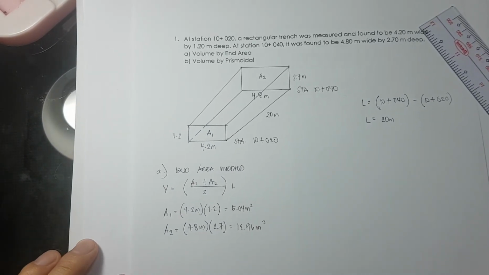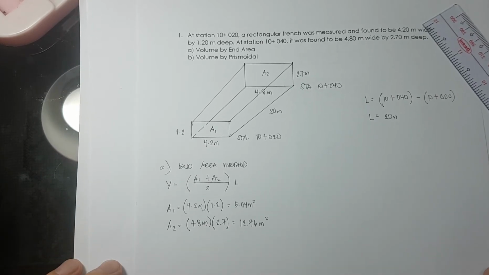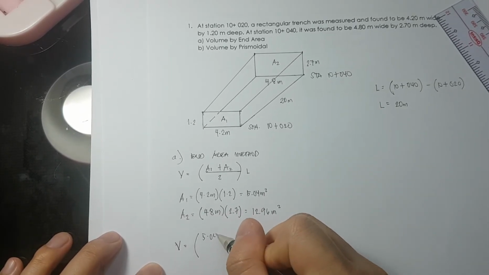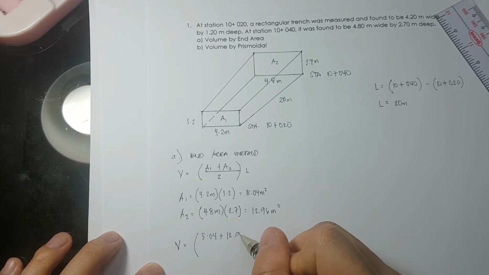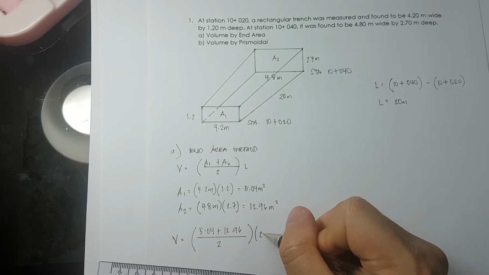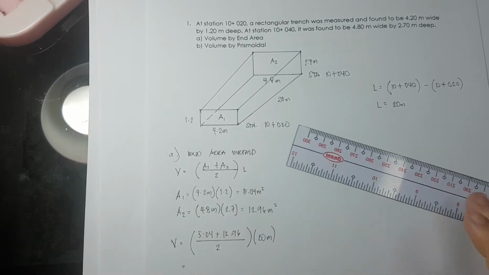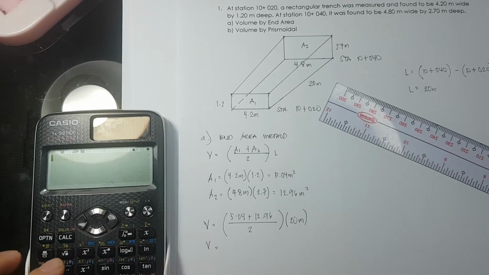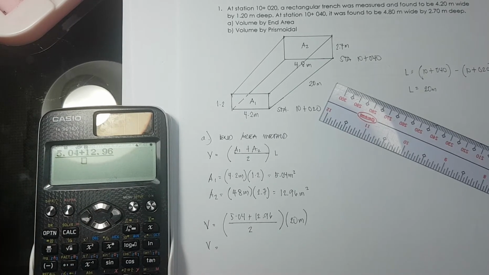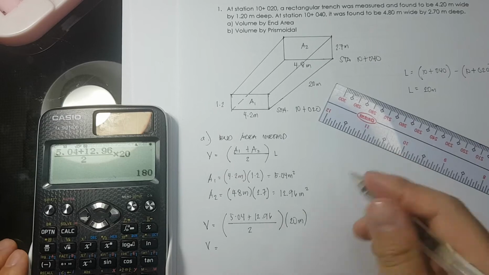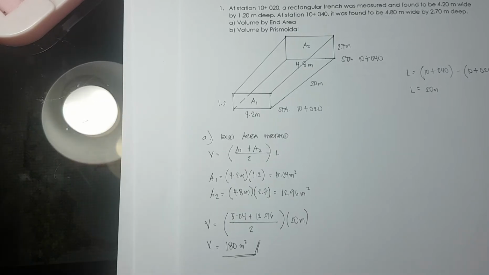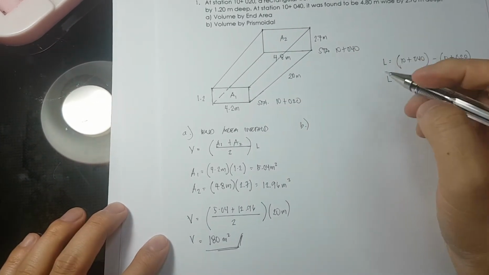Okay, so that's it. We can now solve for our volume. Volume is equivalent to (5.04 + 12.96) divided by 2, times a length of 20 meters. And that is equivalent to 180 cubic meters. Next would be if we are going to use the prismoidal method.